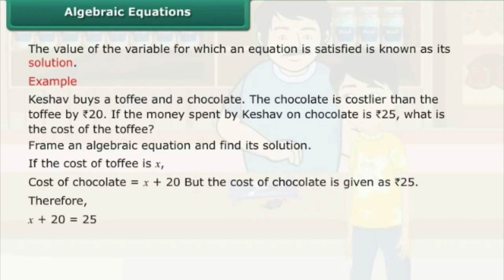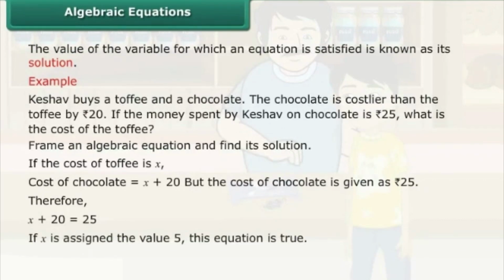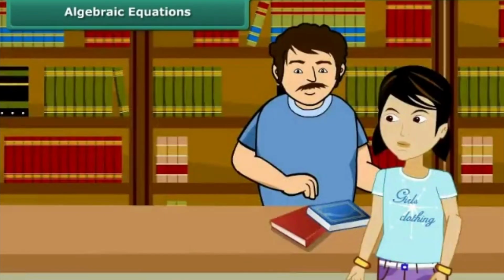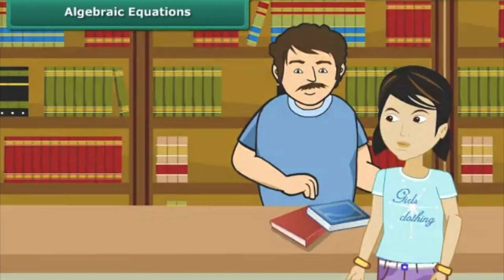Therefore, x plus 20 is equal to 25. This equation is true if x is assigned the value 5. x is equal to 5 is the solution of the equation. It means that the cost of the toffee is 5 rupees. Let us look at another example.